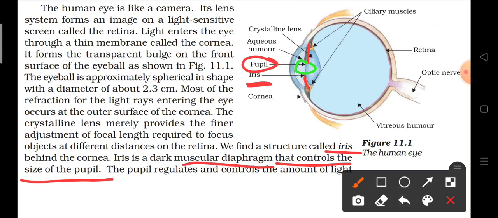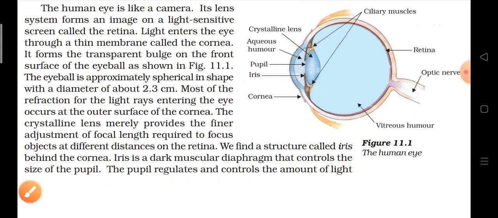The pupil regulates and controls the amount of light. अब ऐसा क्यों कर रहे हैं? हमारी आंख के अंदर, means in the human eye, the light intensity should be controlled. जब ज़्यादा रोशनी होती है तो प्यूपिल का साइज छोटा हो जाता है, और जब कम रोशनी होती है तो प्यूपिल का साइज ज़्यादा हो जाता है ताकि ज़्यादा लाइट हमारी आंखों के अंदर जा सके और हमें ऑब्जेक्ट डार्क ना दिखे. ब्राइट दिखे.